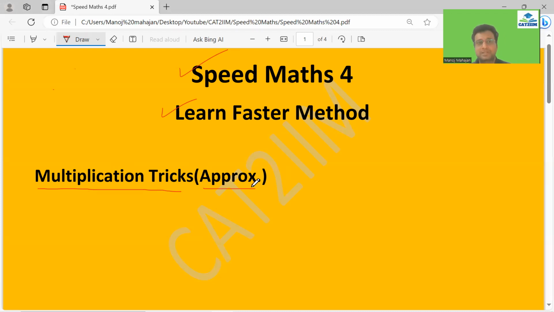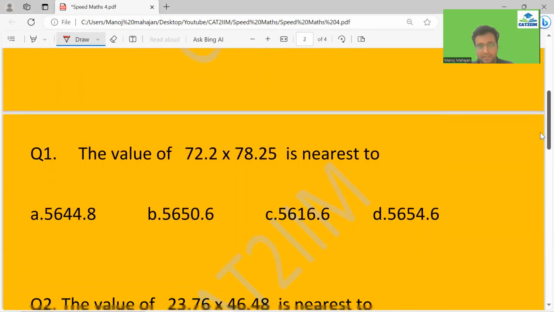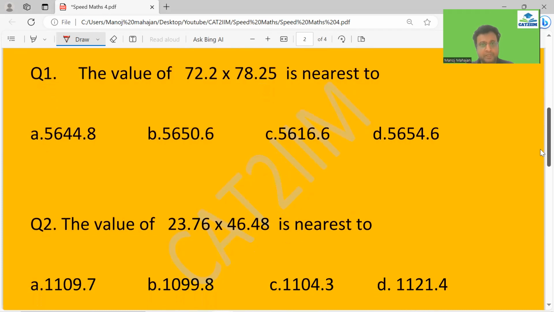And remember, this multiplication trick would be helpful, especially in the DI part, which you can expect in CAT, NMAT, SNAP, and the other entrance exams. So just make sure that you learn it effectively and apply it also. So let's see what are the concepts behind the multiplication trick of doing it approximately.